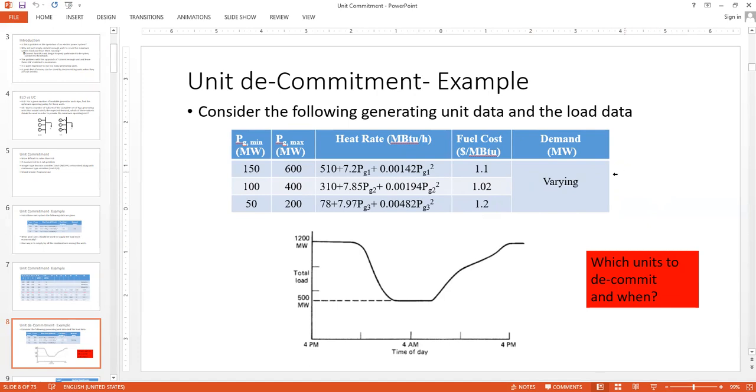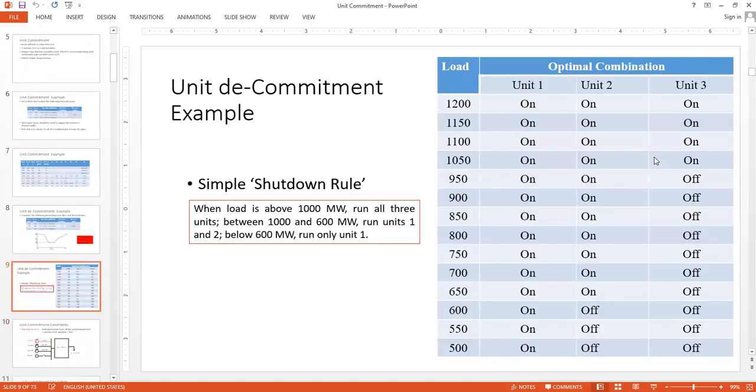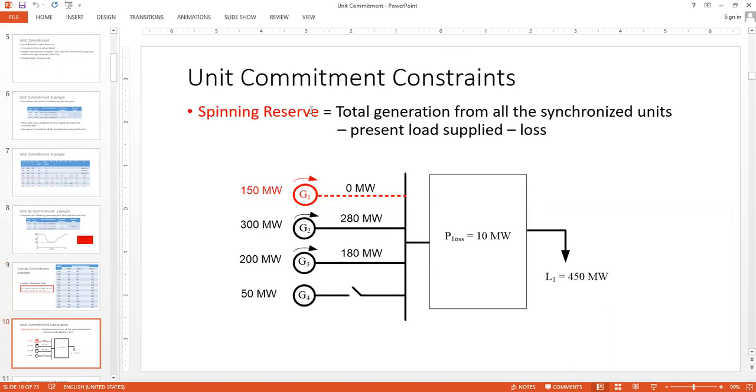So that means if the load varies throughout a day, which is a practical scenario, then we have to cope with that by starting up and shutting down the units. We followed a simple shutdown rule for solving the decommitment example.